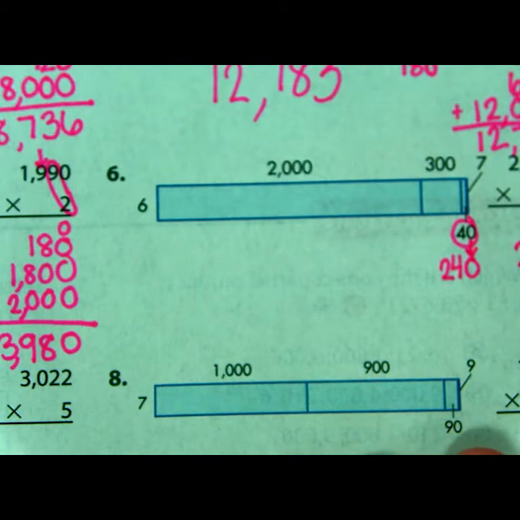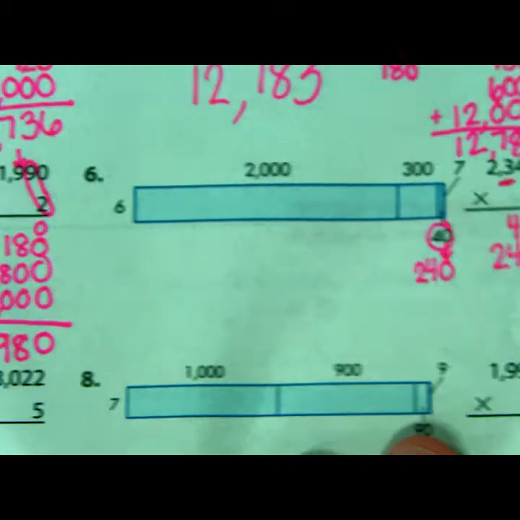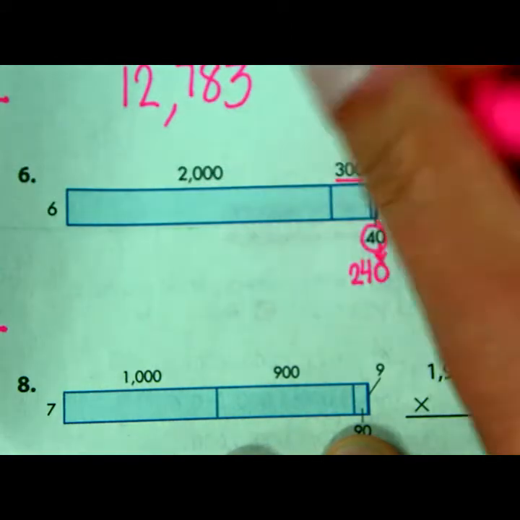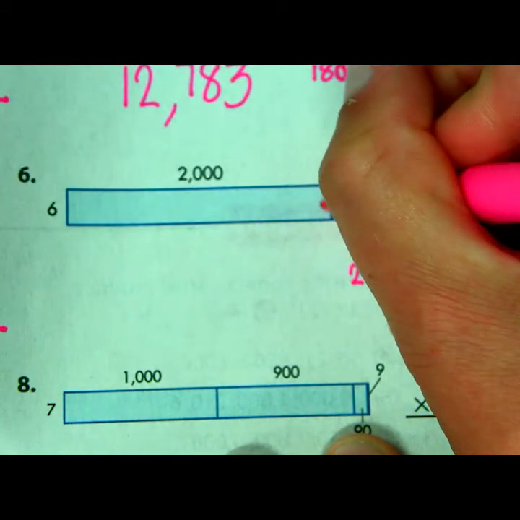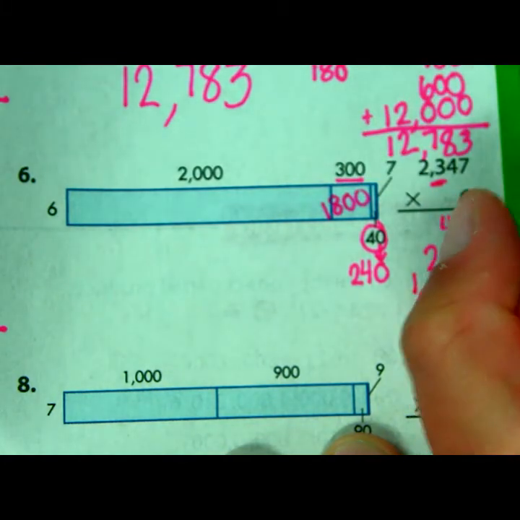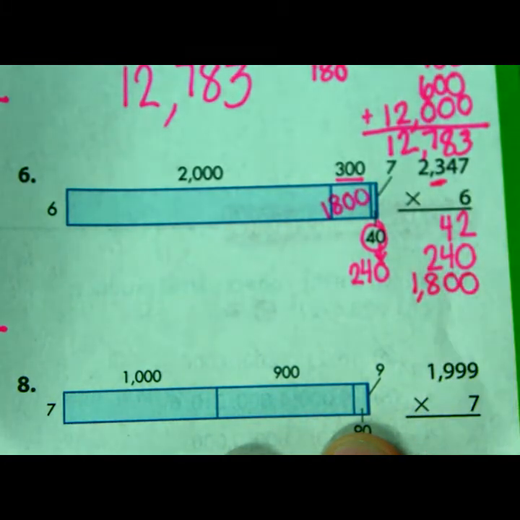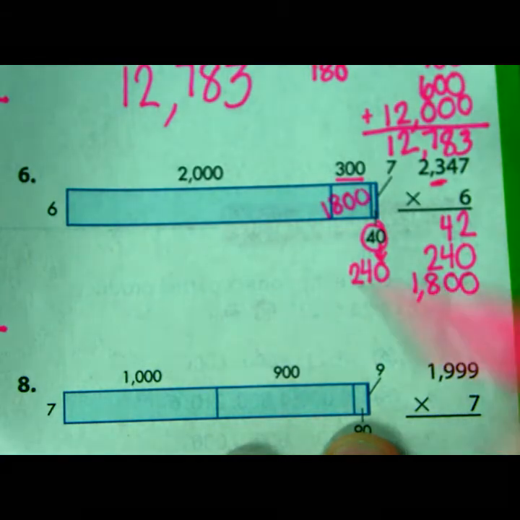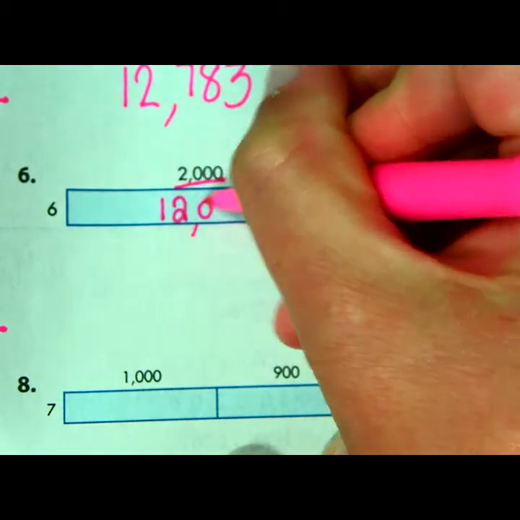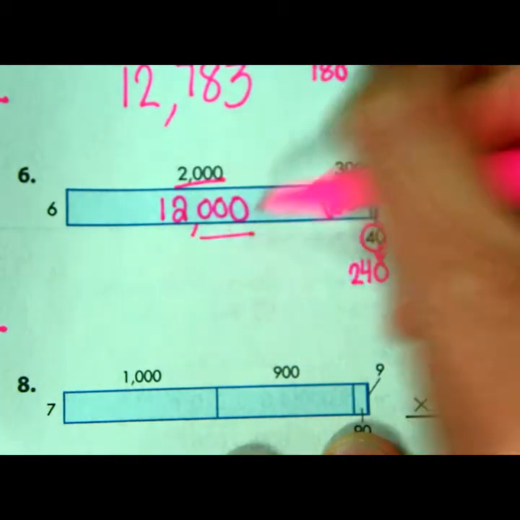6 times 3 is 18, but you're multiplying by a 3 in the hundreds place, so that has a value of 300. So that would be 6 times 3 is 18, plus my 2 zeros, 1,800. And last but not least, a 2 in the thousands place has a value of 2,000. 6 times 2 I know is 12, but I'm multiplying by 1,000, so it's 12,000.